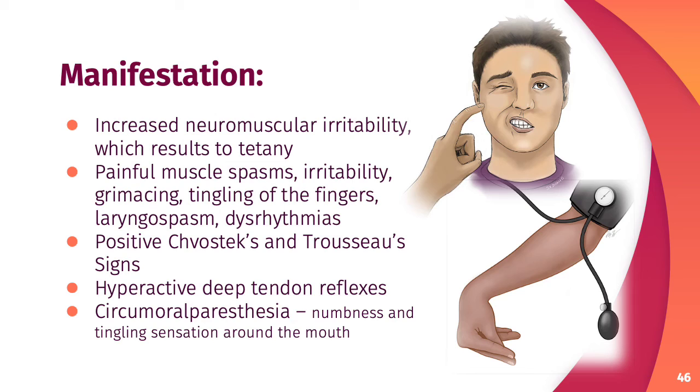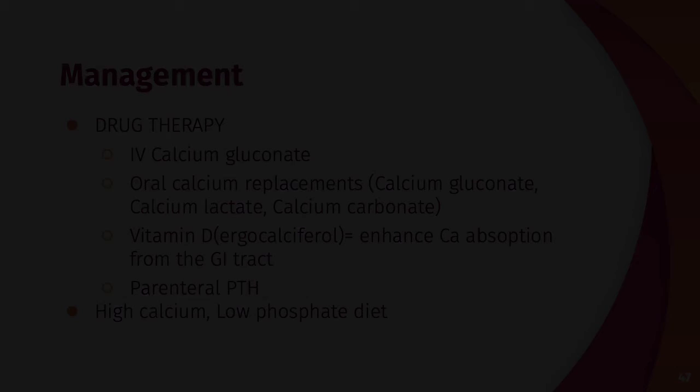Positive Chvostek and Trousseau signs, how will you check them? You tap onto the masseter muscle in the cheek, and the client will twitch the muscles in the cheek. For the Trousseau sign, you need to inflate the BP cuff for at least 3 minutes, and there is flexion of the extremity or the hand of the patient, as seen in the picture in front of you. And of course, there are hyperactive deep tendon reflexes, and the patient could also manifest circumoral paresthesia, which is the numbness and tingling sensation around the mouth.